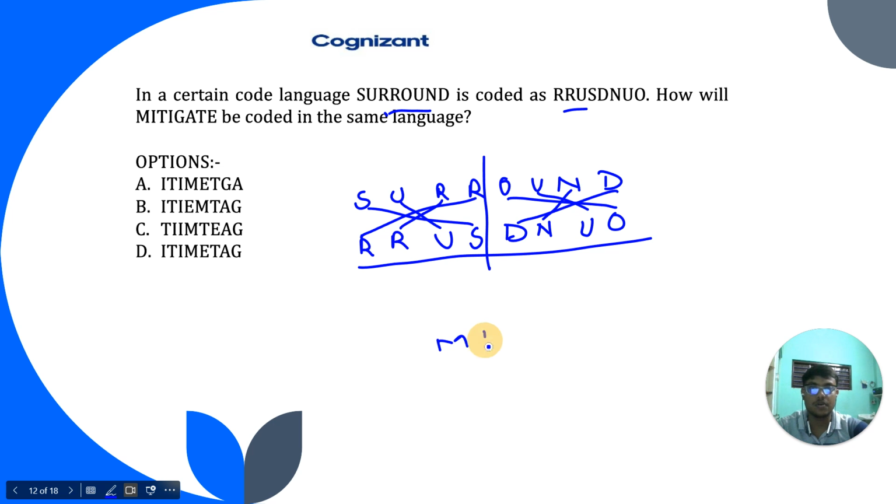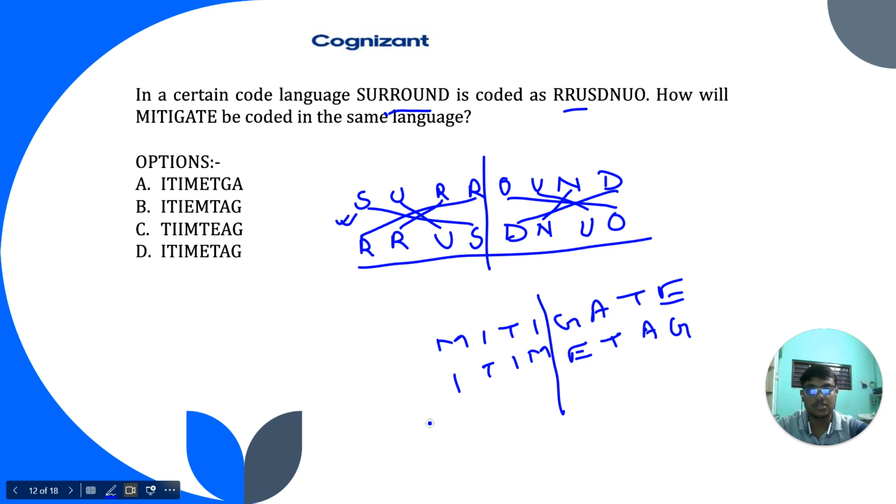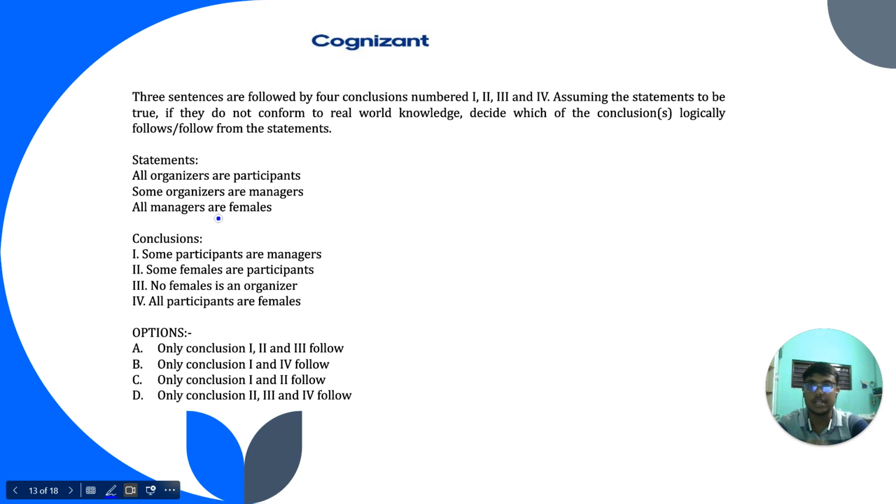So now we have to find the code for mitigate. We would be dividing it into four-letter clusters, and then doing the particular interchange. So I would come first, then T, then I, then M, and for the second part, E, then T, then A, and G. So our correct answer becomes ITIM ETAG. Yes, option D is the correct option. I hope that was clear. So let's move on to the next question.